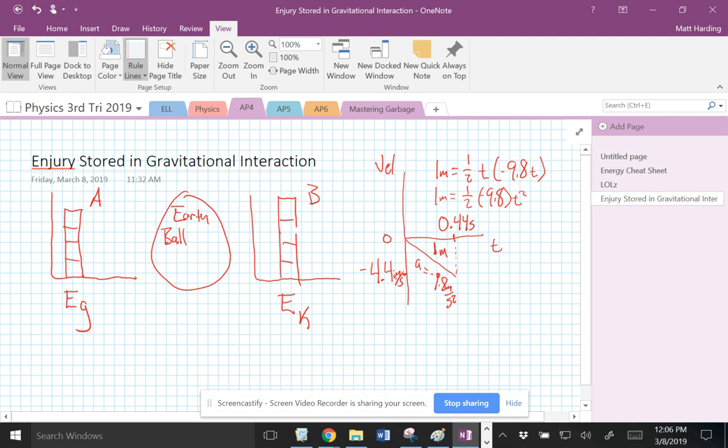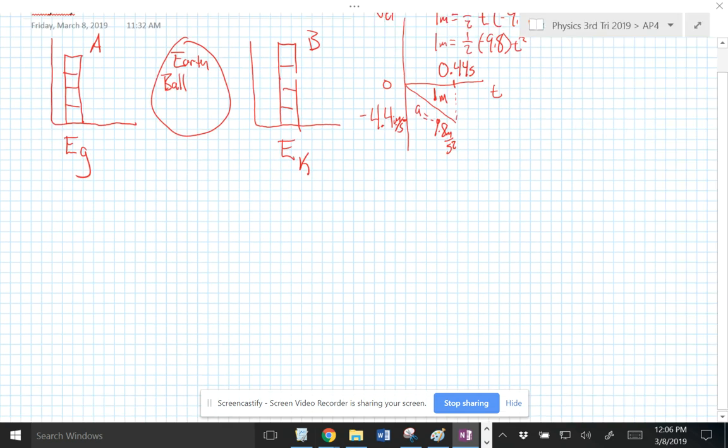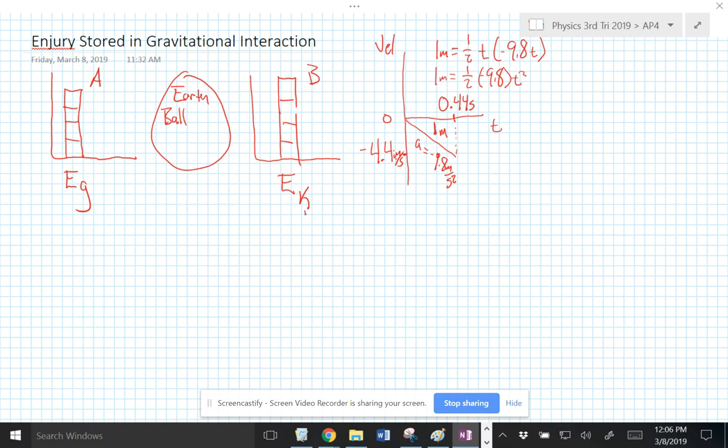How many heights do we need to do here? 2 heights, 3, 4. Let's go 4 heights. Pick a mass, drop it from 4 heights. I need you to figure out how much EK it has at position B. We know how to do that. That's 1/2 the mass times the velocity at B squared. So you pick a mass.